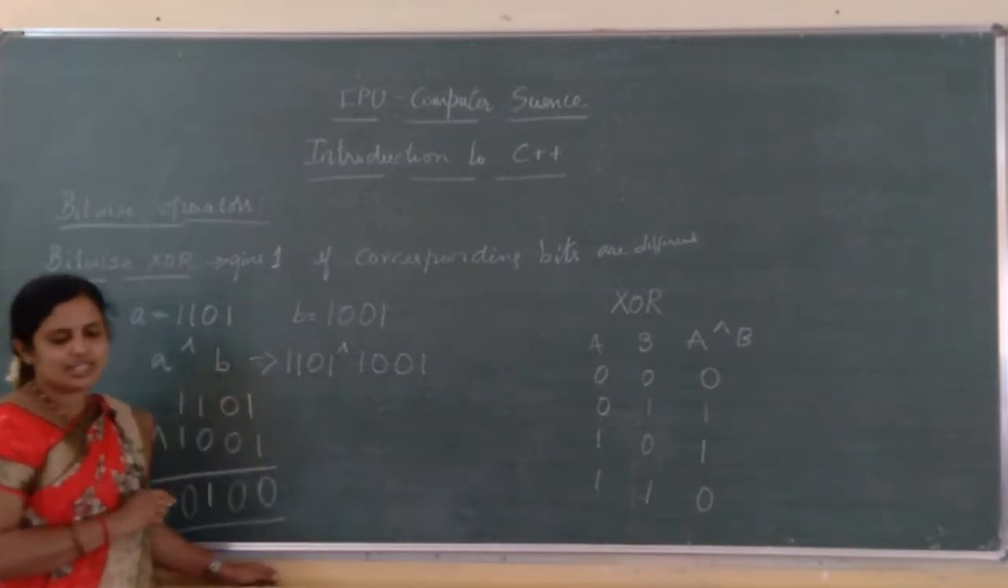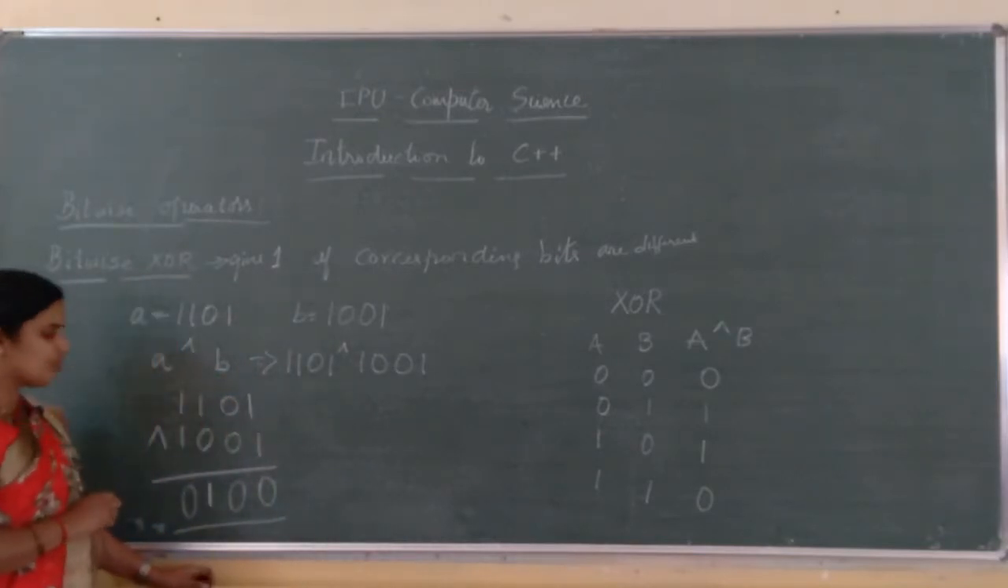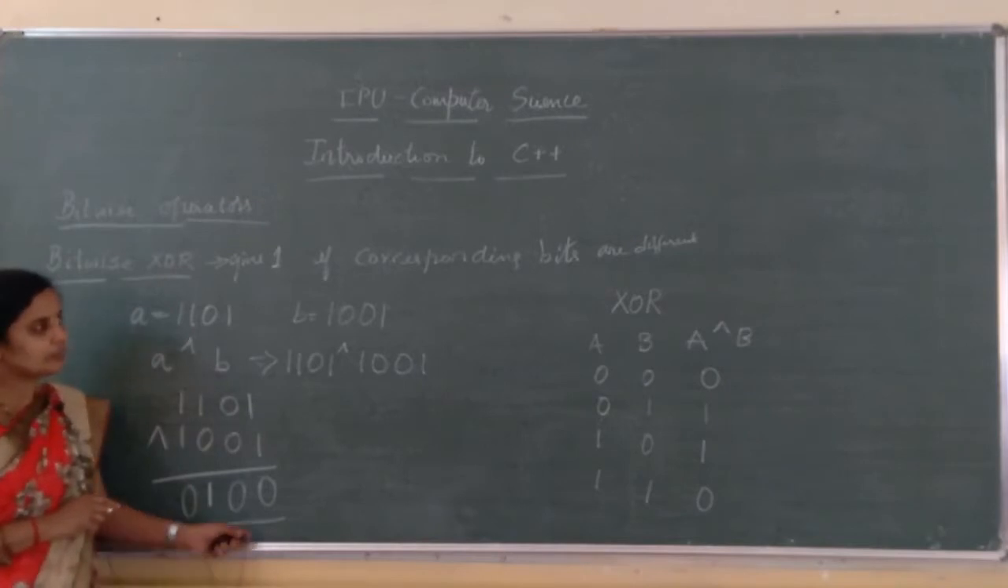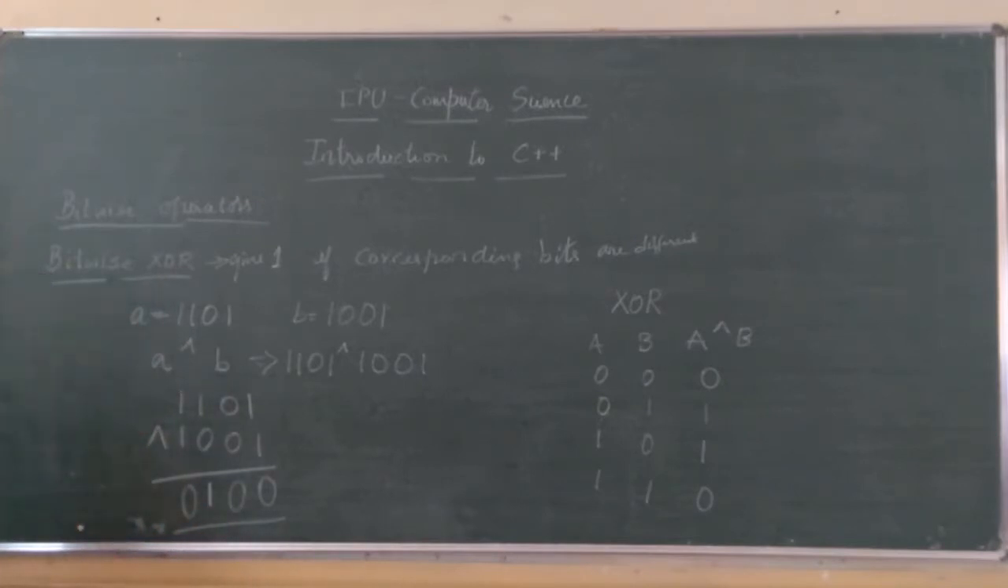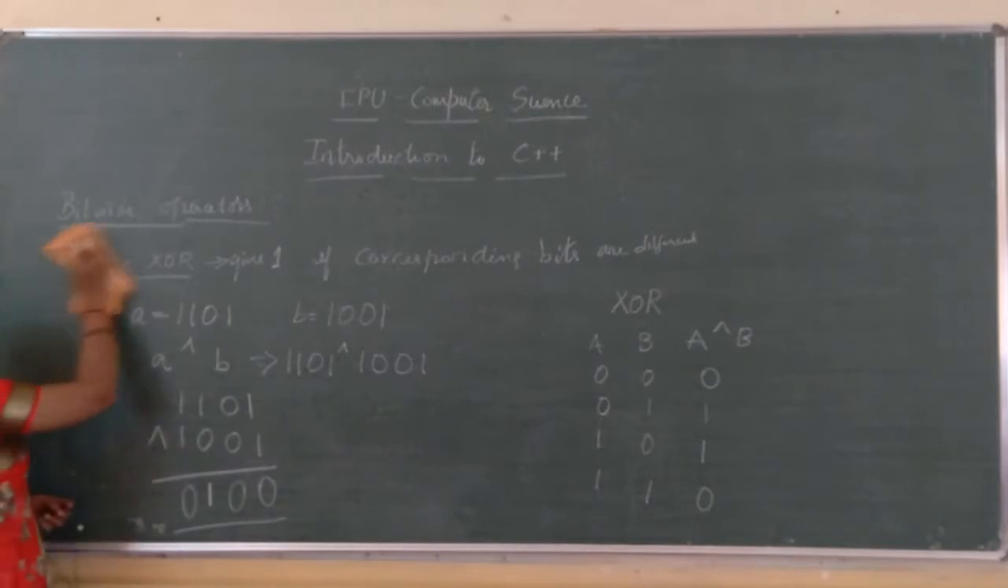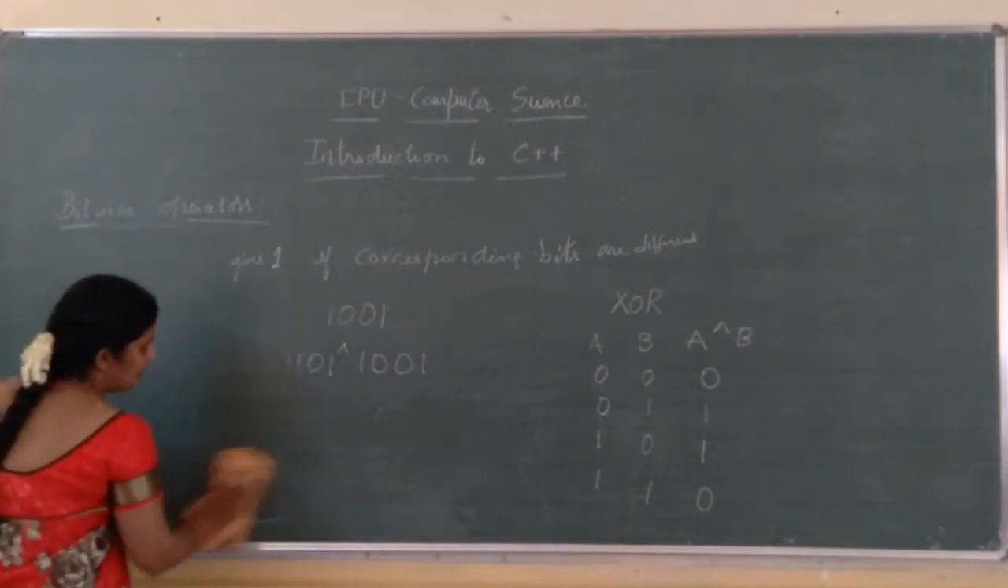Okay. Bitwise XOR is over. Now we will move on to the next bitwise operator, that is ones complement.